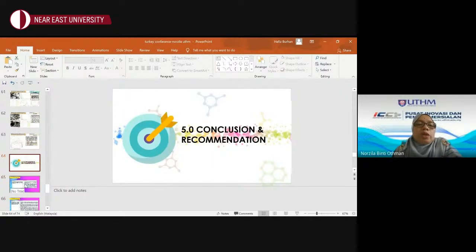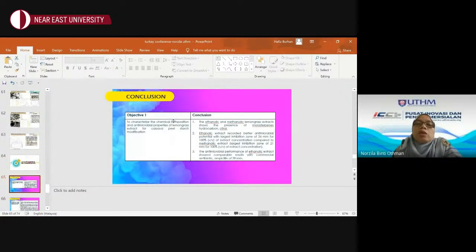Okay, now we go for the conclusions. For objective one, the ethanolic and methanolic lemongrass extracts show the presence of monoterpenes, hydrocarbons and citral. Ethanolic extract recorded better antimicrobial potential. The antimicrobial performance of the ethanolic extract showed results comparable with the commercial antibiotic used in the study, that was ampicillin.